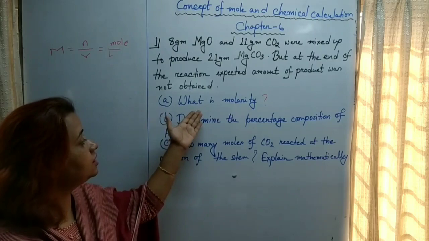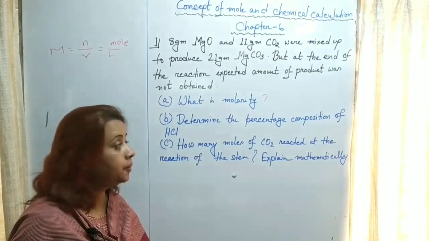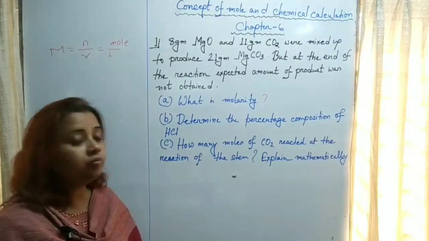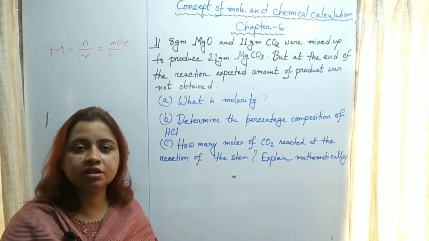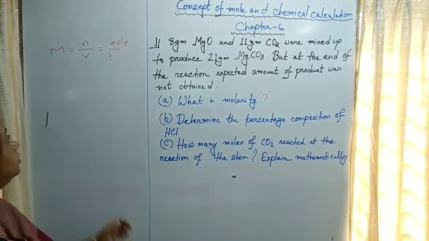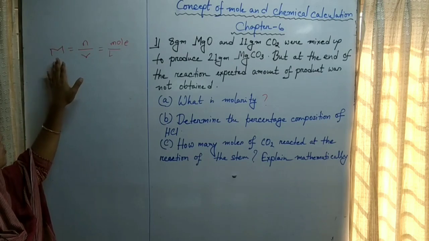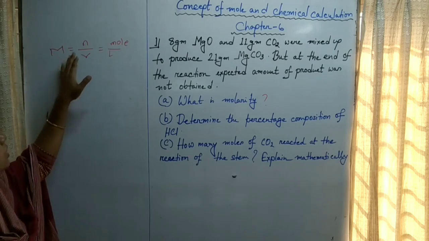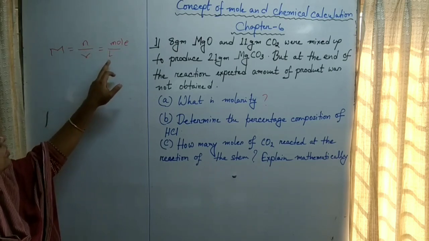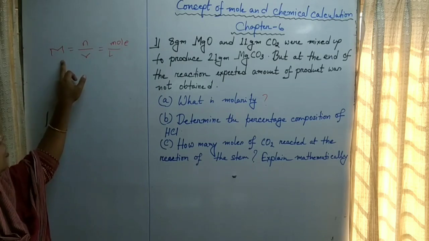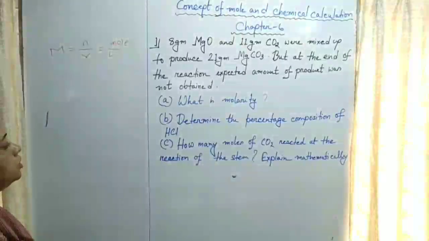Question number A. What is molarity? Actually, molarity is the unit of concentration. The number of moles of solute dissolved in 1 liter solution is known as molarity. Therefore, molarity is expressed by capital M, and M is equal to n by V. The unit of n is mole and the unit of V is liter. Therefore, the unit of molarity is mole per liter. Is that clear? Okay. Now question number B.